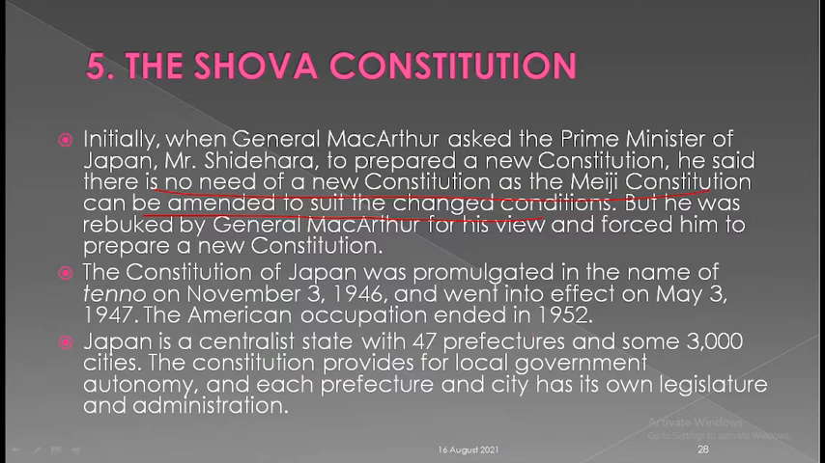Now, under this new constitution, Japan was made a centralist state or a unitary state with 47 prefectures and some 3,000 cities. The constitution provides for local government autonomy, and each prefecture and city has its own legislature and administration.